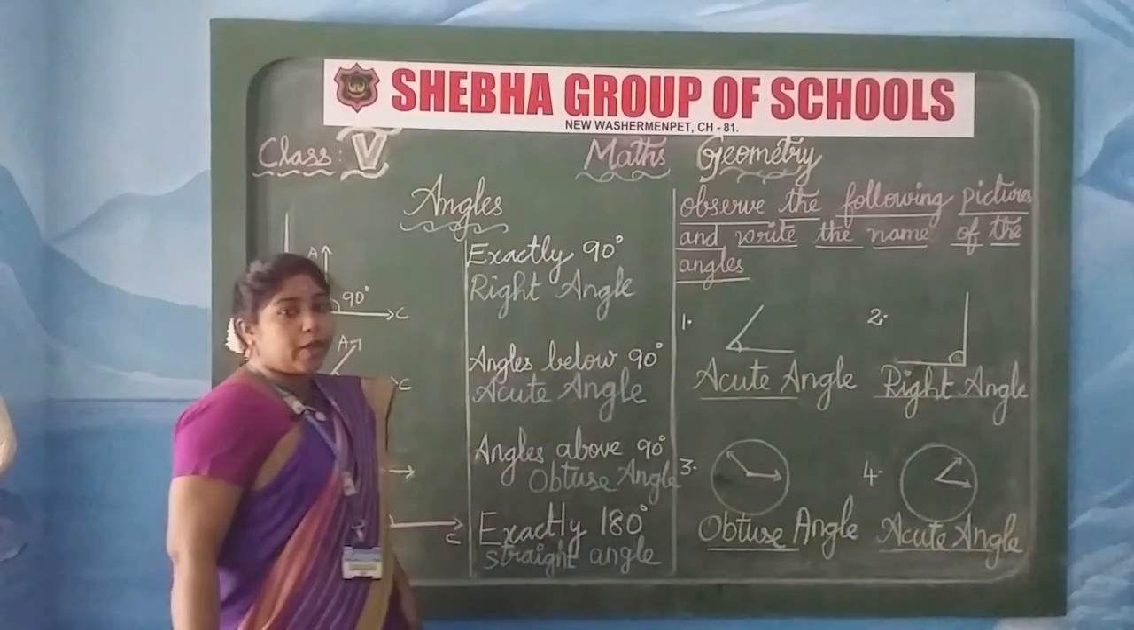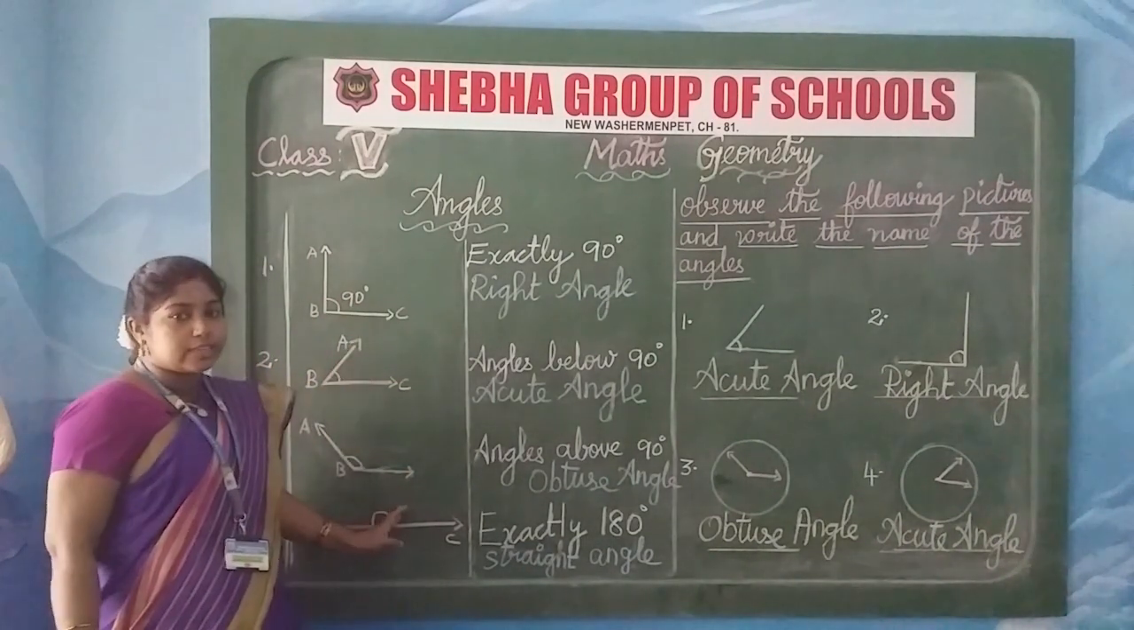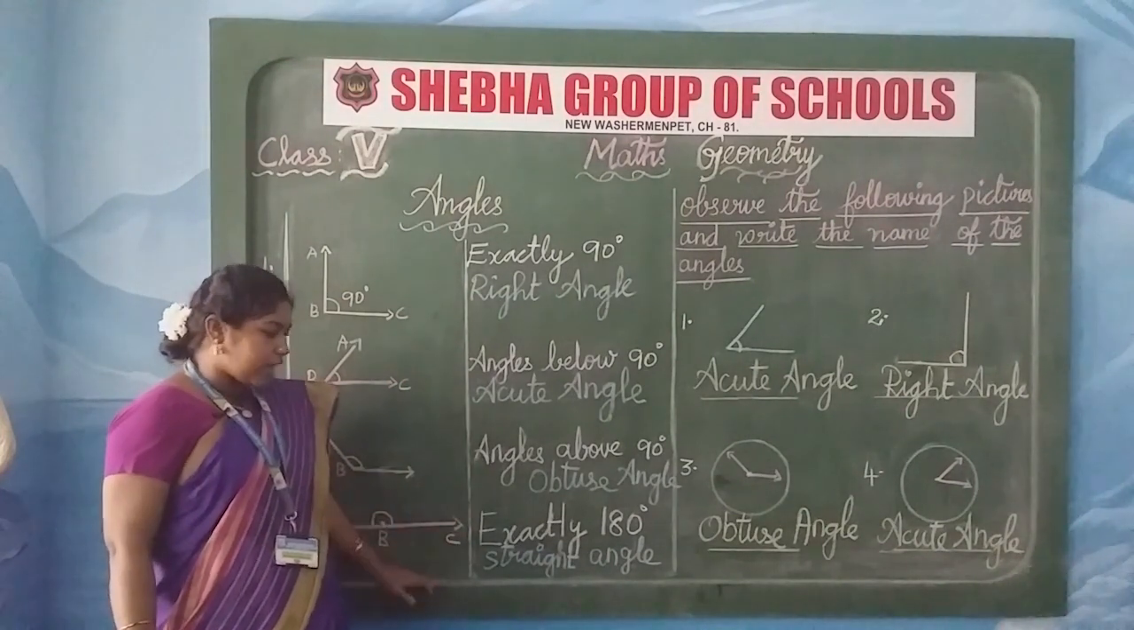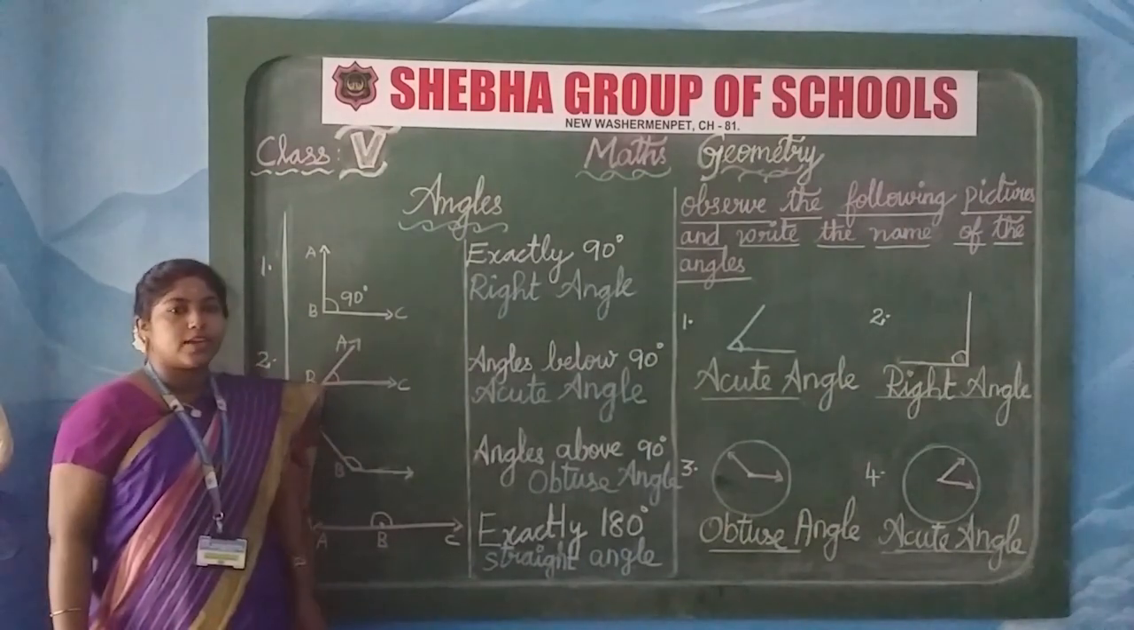Now, I hope everyone understands what an angle is. What are the types of angles we see here? Right angle, acute angle, obtuse angle and straight angle. Let me move on to the next topic, children.